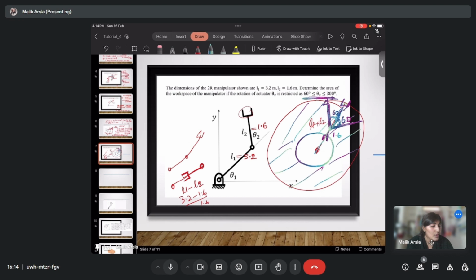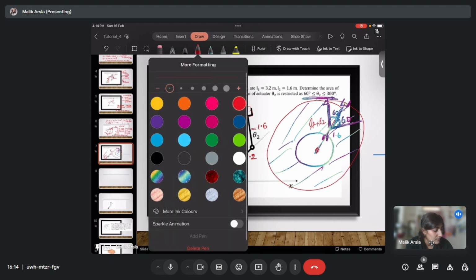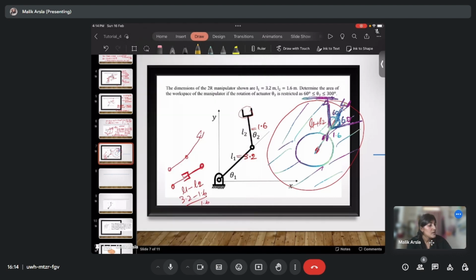Okay, what happens is that, let me use a, can I change the color? Yes. Yellow is fine.